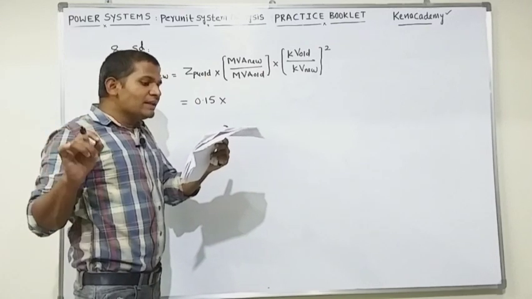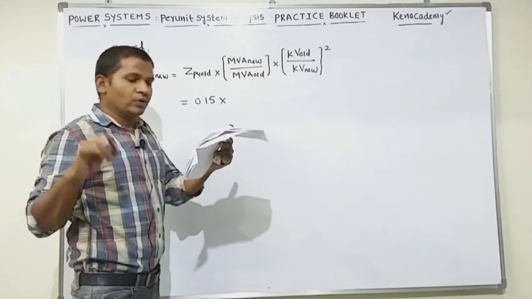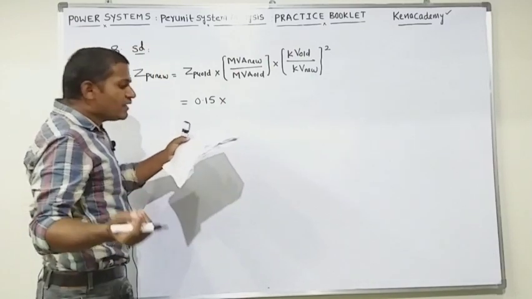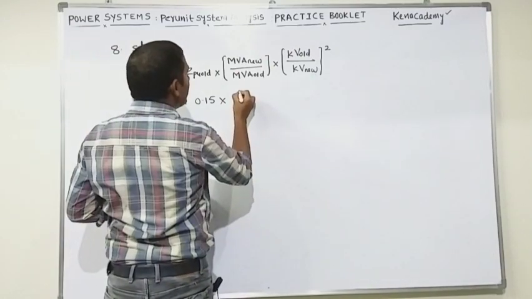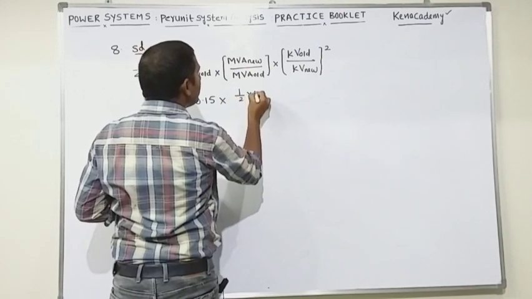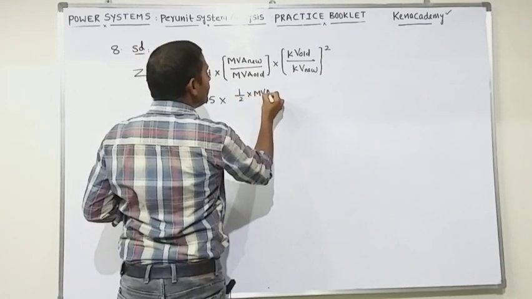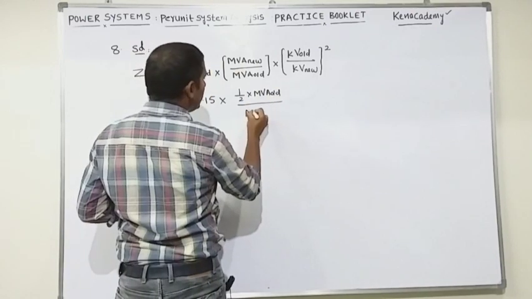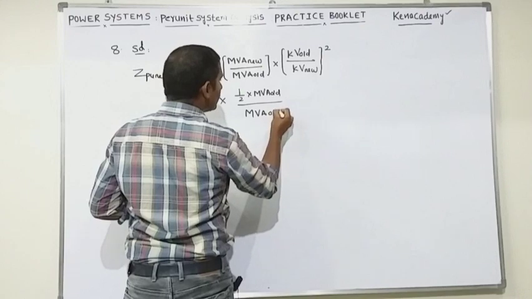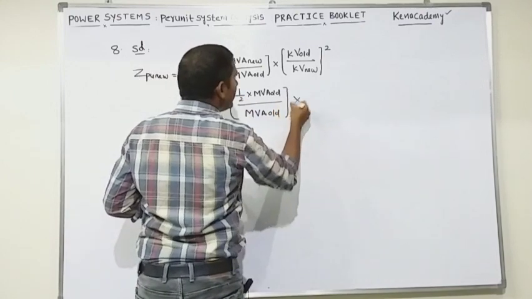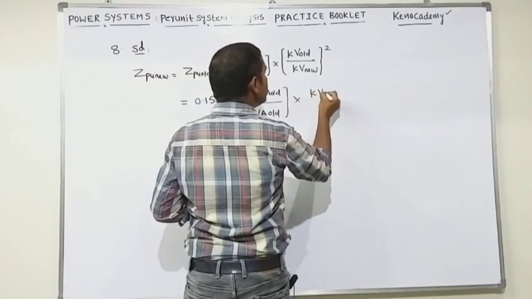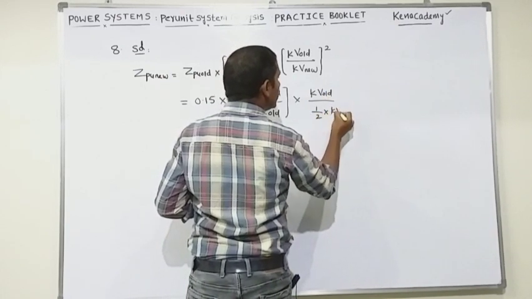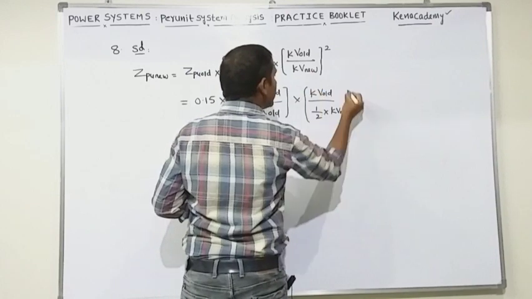If the MVA rating and KV rating both are halved, means reduced by 1 by 2. If the base KV and base MVA are halved, that is, MVA new is 1 by 2 times of MVA old. Not double, it is halved. MVA old is as it is, into voltage, this is KV old. Then KV new is 1 by 2 times of KV old, whole square.